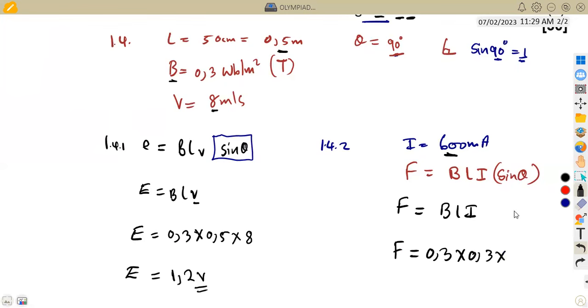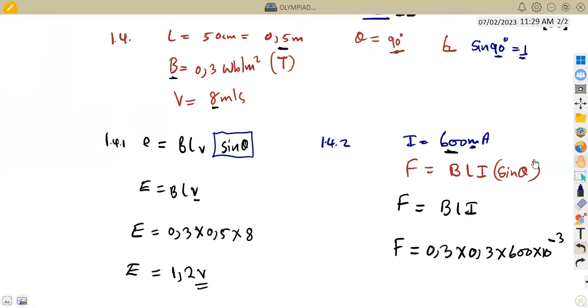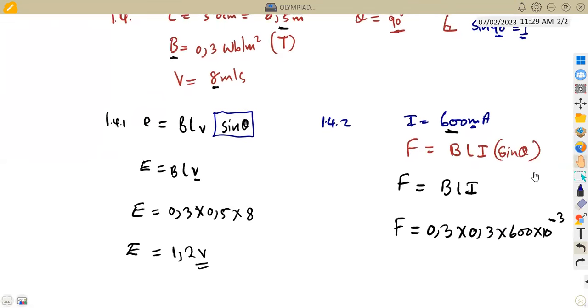So our force is going to be magnetic flux density of 0.3 times the length in meters of 0.3 times our current. Remember our current, that's 600 times 10 to the exponent of -3 for milli. Milli is to the exponent of -3. If it is micro, that is to the exponent of -6 for microamps. All right, so this is going to give us the force, knowing that our force is measured in newtons. So we are going to have 0.09 newtons in this case. All right, so you can convert to millinewtons if you want, or you can just leave your answer like this.